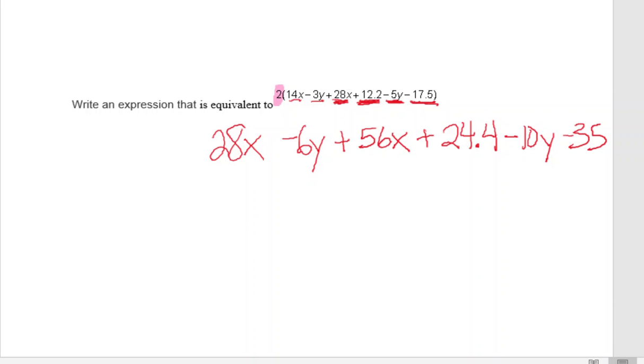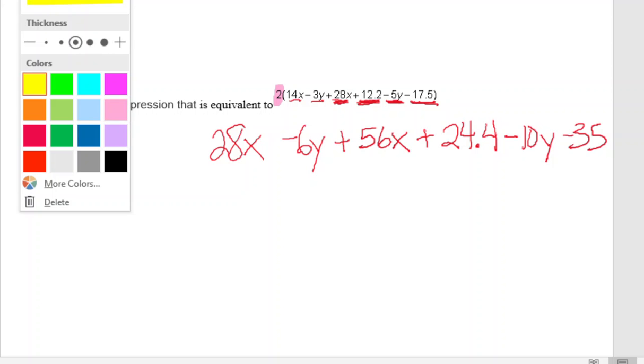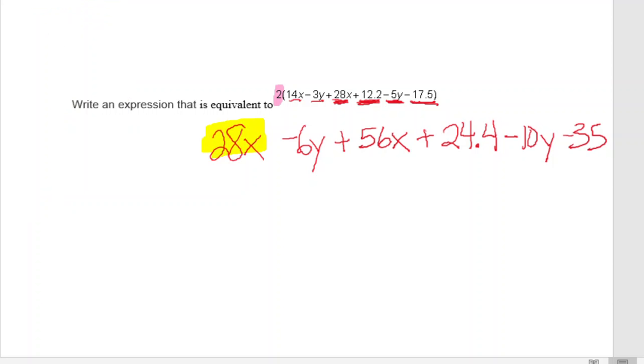I've expanded by using the distributive property, but I could simplify further by combining like terms. Like terms have the same variable. So here we have 28x. Are there any other terms with just an x? Yes, we have 56x. Both are positive. Notice I highlighted the sign in front of the term because the sign in front of the term tells me if it's positive or negative. When we add 28x and 56x, we add to get 84x.